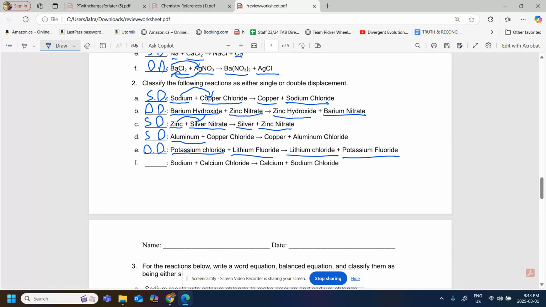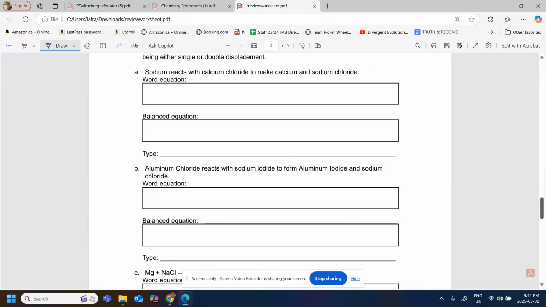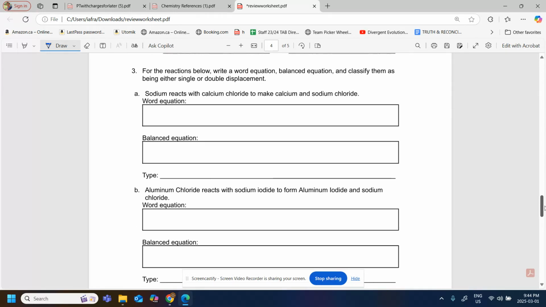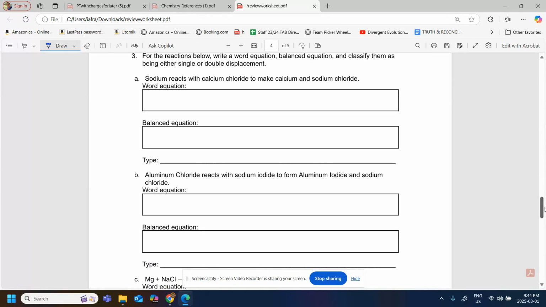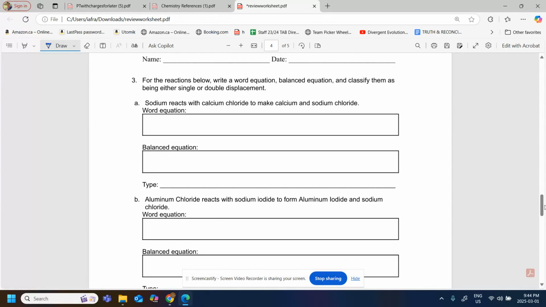displacement. And then finally here, we have element with compound, with a new element being single at the end, and new compound with new partners, so we have single displacement reaction. And just like in the previous video with the word equations and skeleton equations, balance equations, and identifying, you have similar problems to try here.